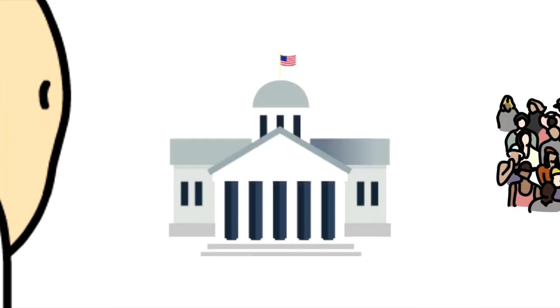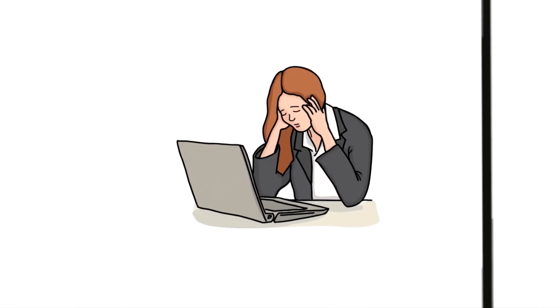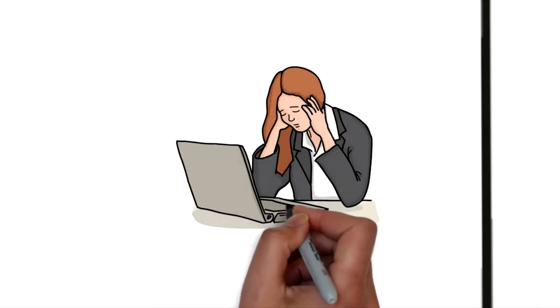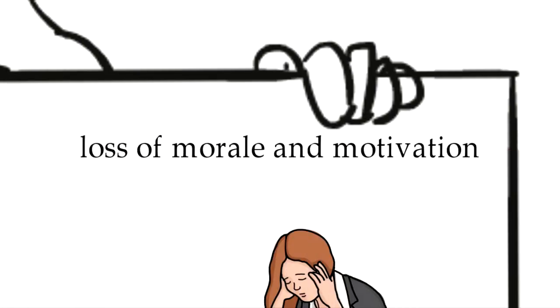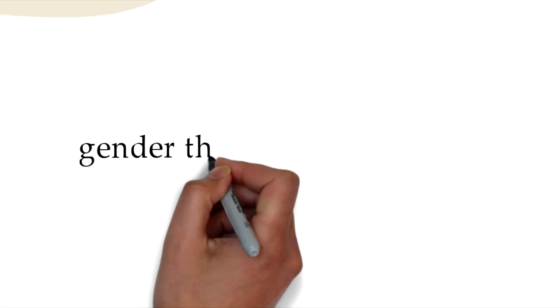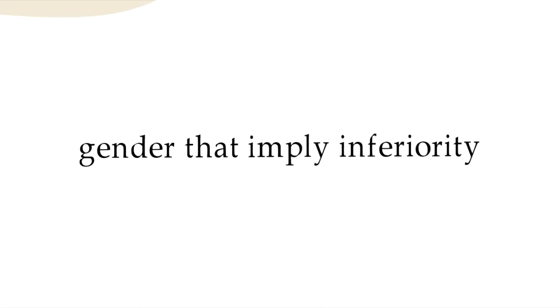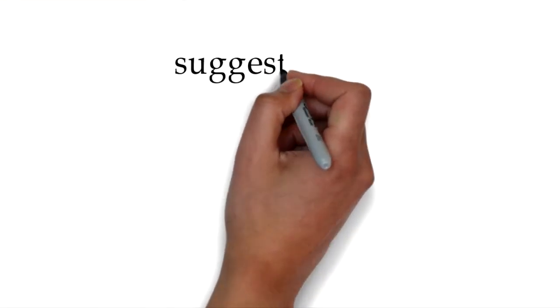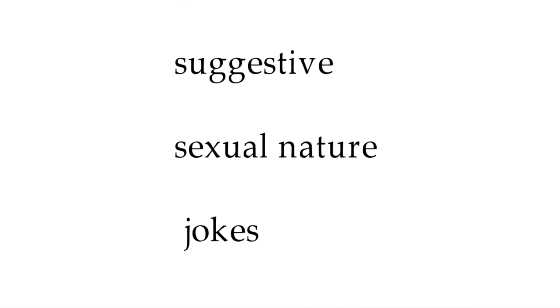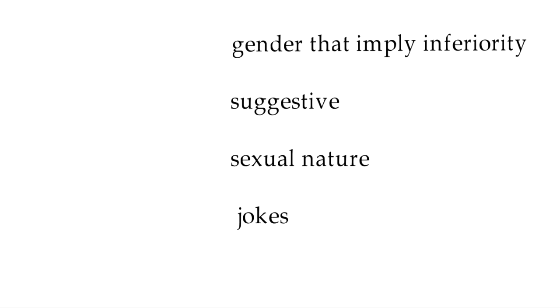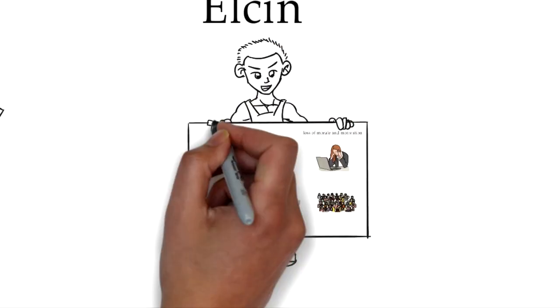All levels of social structure should take an active part in tackling this issue, because things that may lead to this loss of morale and motivation could include jokes about employees' gender that imply inferiority, offensive jokes of suggestive or sexual nature, and jokes implying that an employee's work is subpar due to his or her gender.